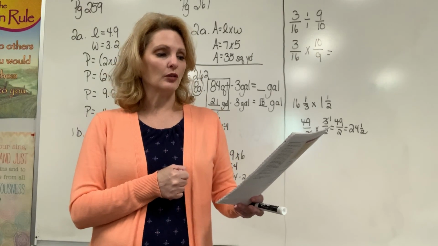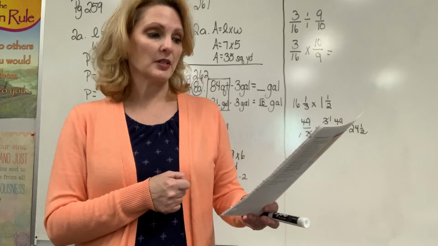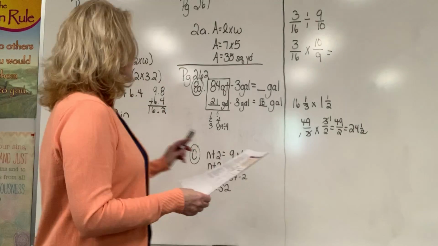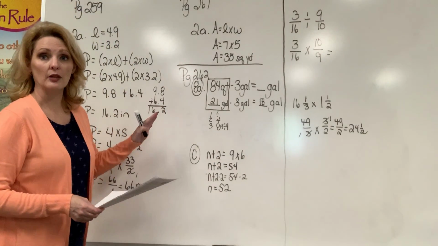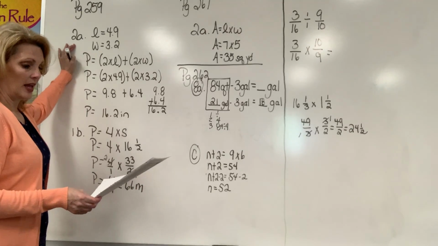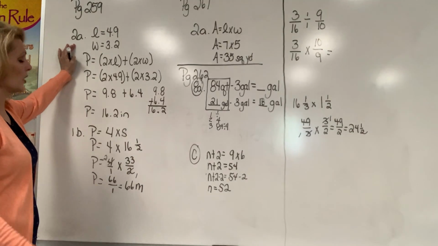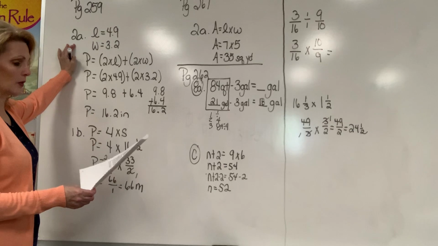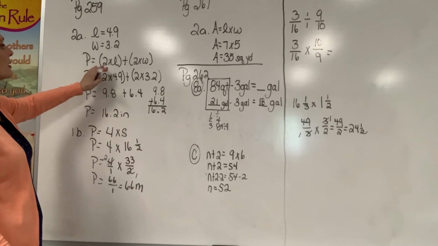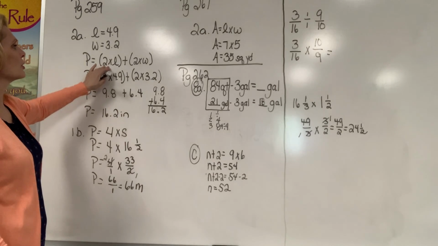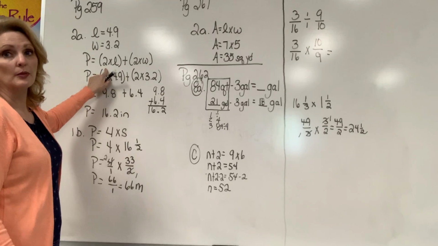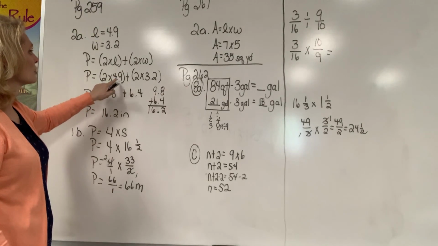So let's review the perimeter of the shapes on 259. I went ahead and worked some problems out on the board for you. They've given you the length and the width, and the length is 4.9. They didn't put the units up there, which is inches, and then the width is 3.2. Plug that into your equation for perimeter: 2 times length plus 2 times width. So you just plug those numbers in.